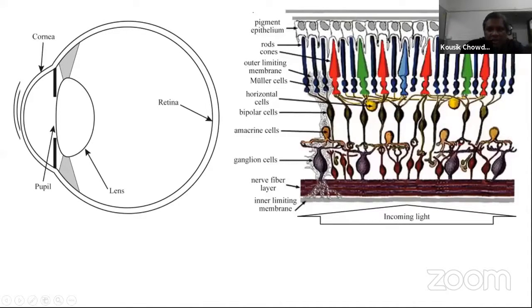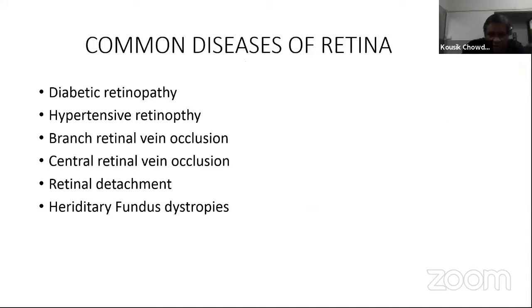Here again, this is the picture, pigment epithelium. There are 10 layers of retina: pigment epithelium, rods and cones, outer limiting membrane, then Muller cells, horizontal cells, bipolar cells, amacrine cells, and ganglion cells, nerve fiber layer, inner limiting membrane. This is the structure of the retina. Students can draw this.